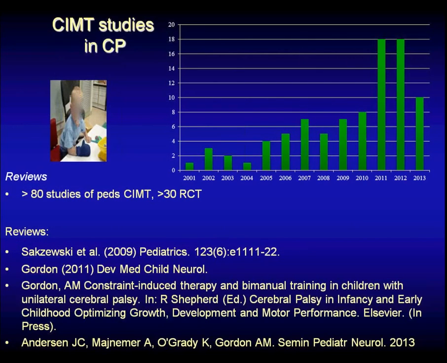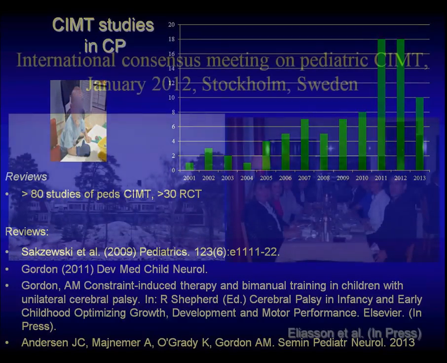So since that initial publication in 2001, you can see a proliferation of the number of studies that have been done using constraint therapy or variations of constraint therapy in children with hemiplegia. There are more than 80 studies to date, and more than 30 of them are randomized controlled trials.